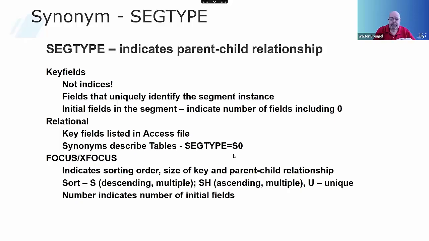Seg type. The seg type you'll see is something like an S with a number. It might be an SH with a number. If it's relational, it most likely will be S0. And the seg type is going to indicate the number of keys in the segment that make that segment unique, as well as how the data is stored. Is it ascending, descending, or if it's unique, or it actually becomes part of the parent? All of that's indicated by the seg type.